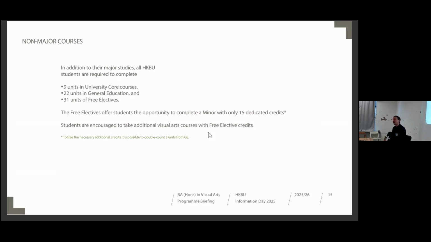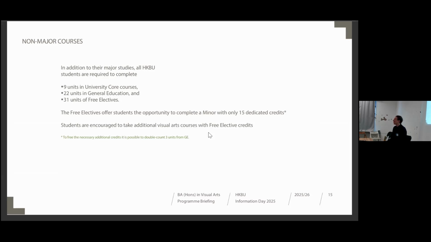In terms of non-major courses, I mentioned this earlier, these are the GE and university core courses where students are required to take 9 units of university core courses and 22 units of general education courses. These general education courses, they may be a case where a visual arts student is very interested in history and wants to make a project that is related to history. So they may take history GE courses. They may be interested in philosophy, and they may take GE courses in those areas to consolidate their practice.